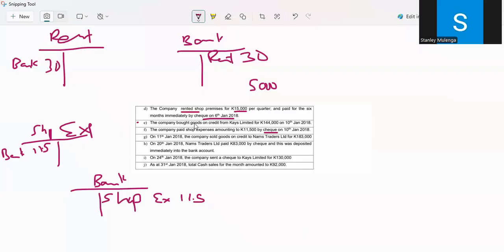Then E, bought goods on credit from K's for 144,000. So what two elements are we identifying? When we say bought goods, what does it mean? Purchases, right?